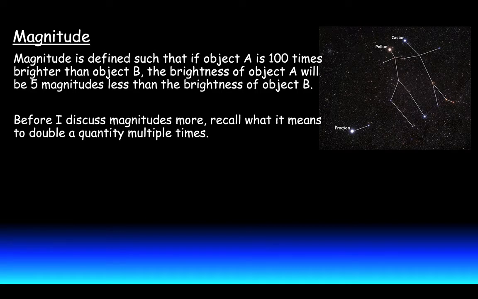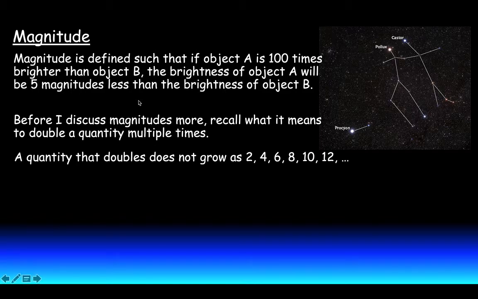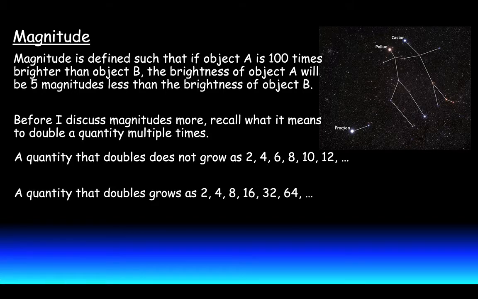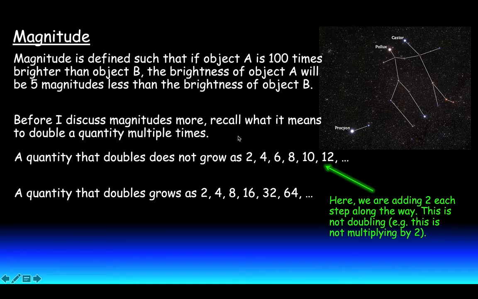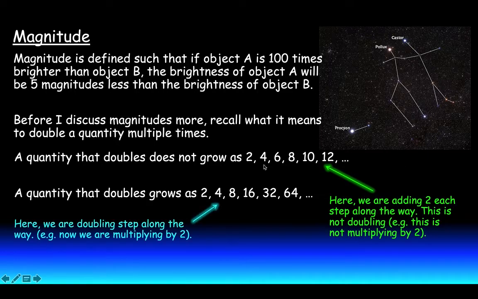So, before I discuss magnitudes more, I want to take a moment and, as an aside, think about what it means to double a quantity. So let's pretend we have some quantity. If that quantity grows as 2, 4, 6, 8, 10, 12, and so on, this quantity is not doubling. A quantity that grows like 2, 4, 8, 16, 32, 64, on and on, this is what is doubling. In the first case, we are only adding 2 each step along the way. We're not doubling. In the second case, we are multiplying by 2 each step along the way.